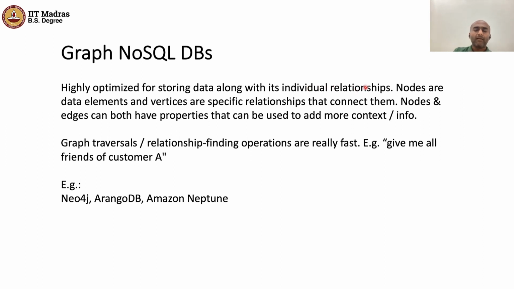To do that, you have to think about data elements as nodes, vertices, and edges. Sorry, there's a typo here. Edges are the specific relationships that connect them. The edges can have properties which say, for example, when this relationship was formed. Likewise, even the nodes can have properties, and those properties can be used for adding more context and info.